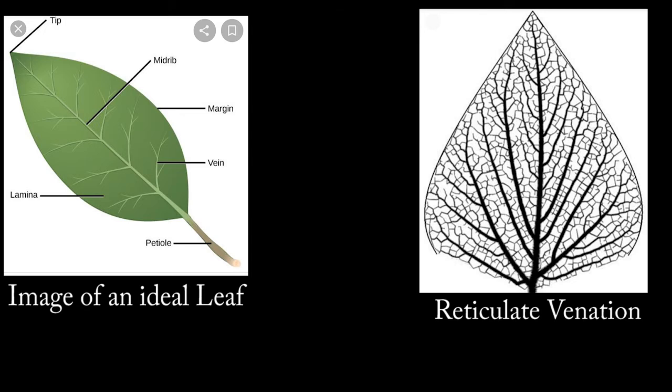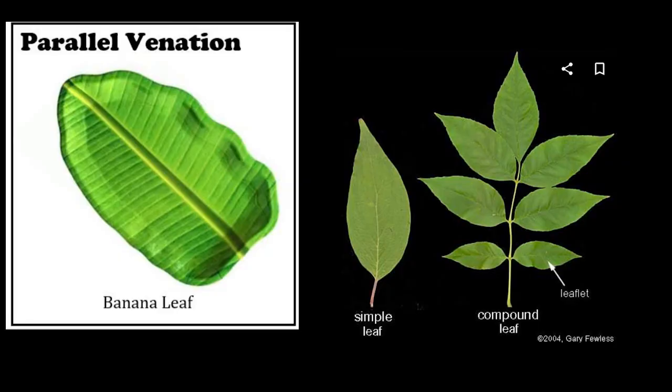Number 2 is parallel venation, অর্থাৎ সমান্তরাল শিরাবিন্যাস. Here the mid vein and all other branched veins together are parallel to each other throughout their length. Example, banana leaf, bay leaf, etc.